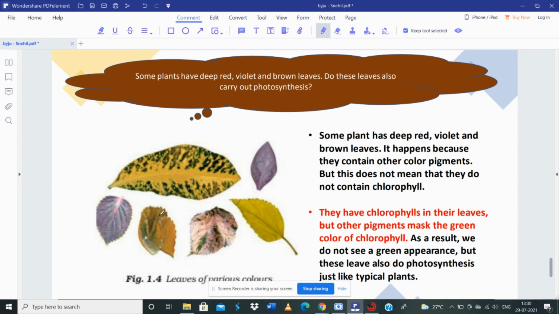Exactly. These leaves also carry out photosynthesis. Actually, what happens is, along with chlorophyll pigment, they also contain some other color pigments. Because of the other color pigments, they mask the green color of the chlorophyll. But when we see these leaves, it appears as if no chlorophyll is present and only other color pigments are present. But in reality, the chlorophyll is present in them, and that chlorophyll carries out the process of photosynthesis.